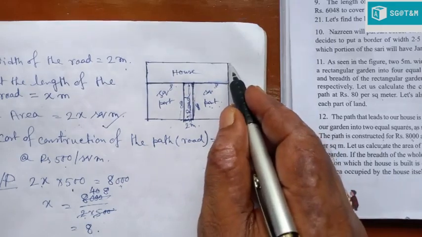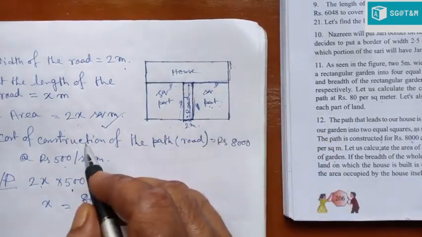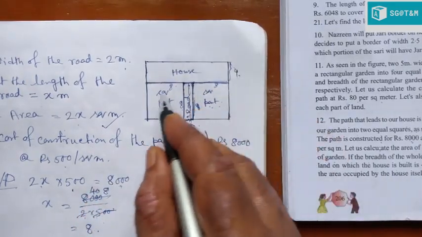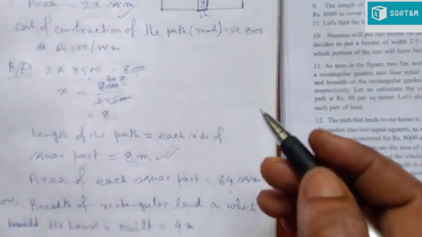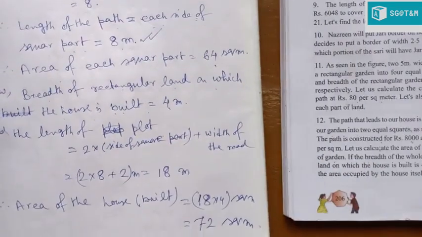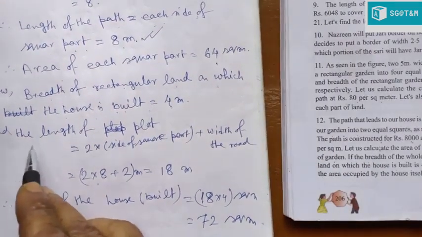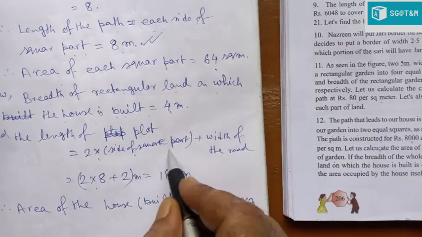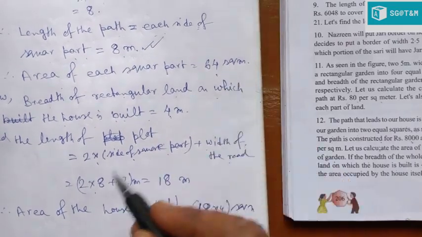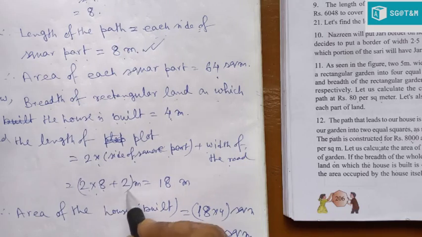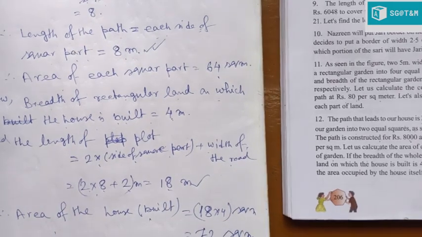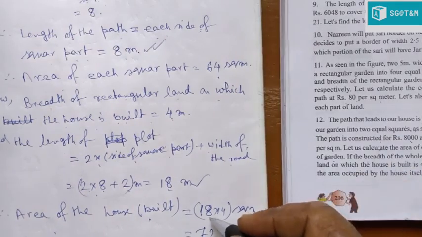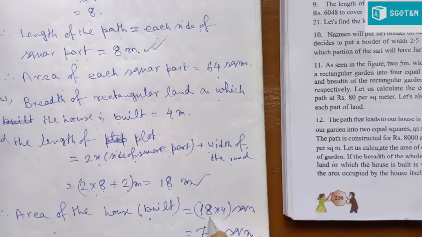18. And the width of the house is given as 4 meter. This is 4 meter, and this one is 8 plus 8 plus 2, that means 18. The length of the plot is 2 into the side of the square part plus the width of the road. So 2 into 8, 16, plus 2, 18 meter. So the area of the house built, the building area, is rectangle length into breadth, that is 18 into 4 square meter, that is 72 square meter.